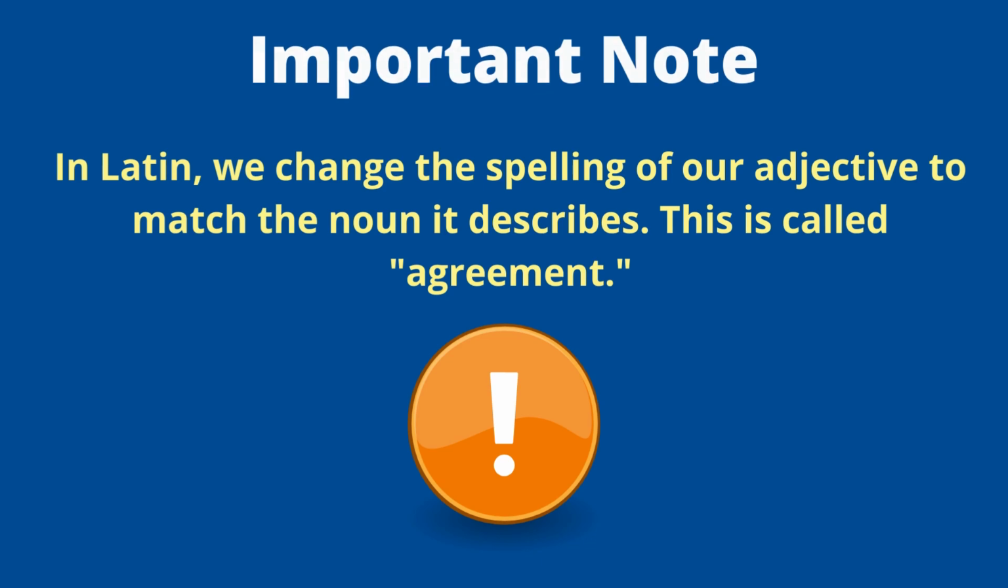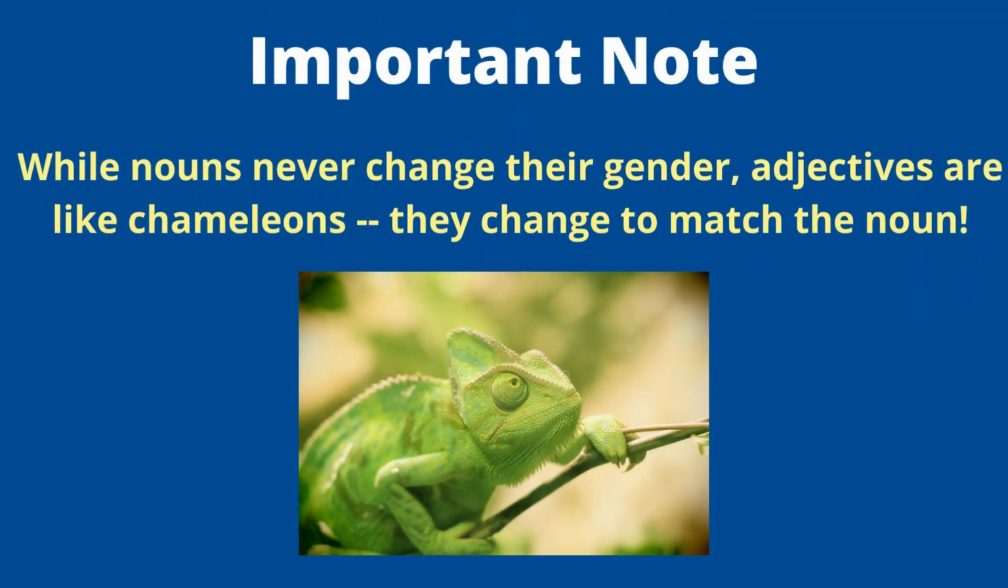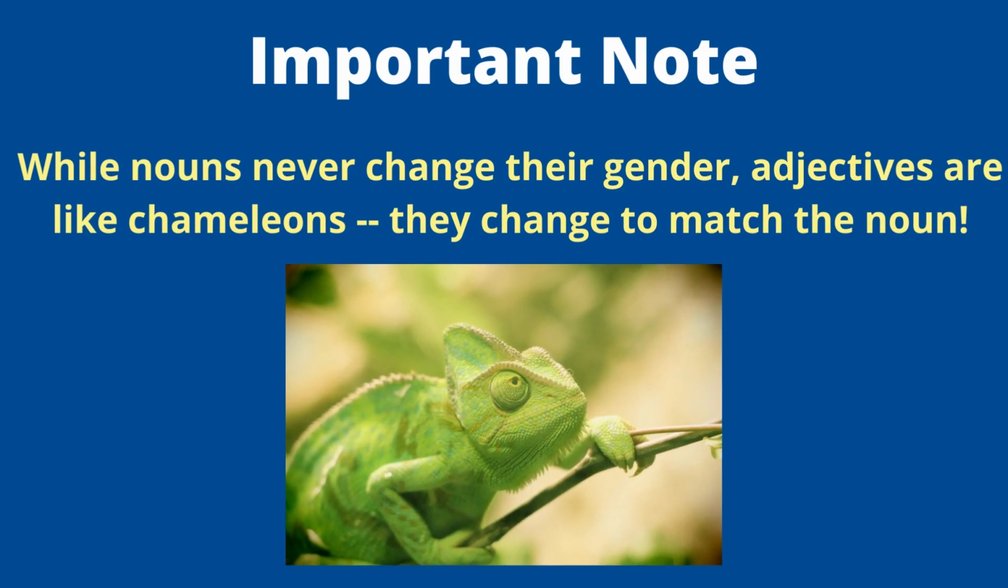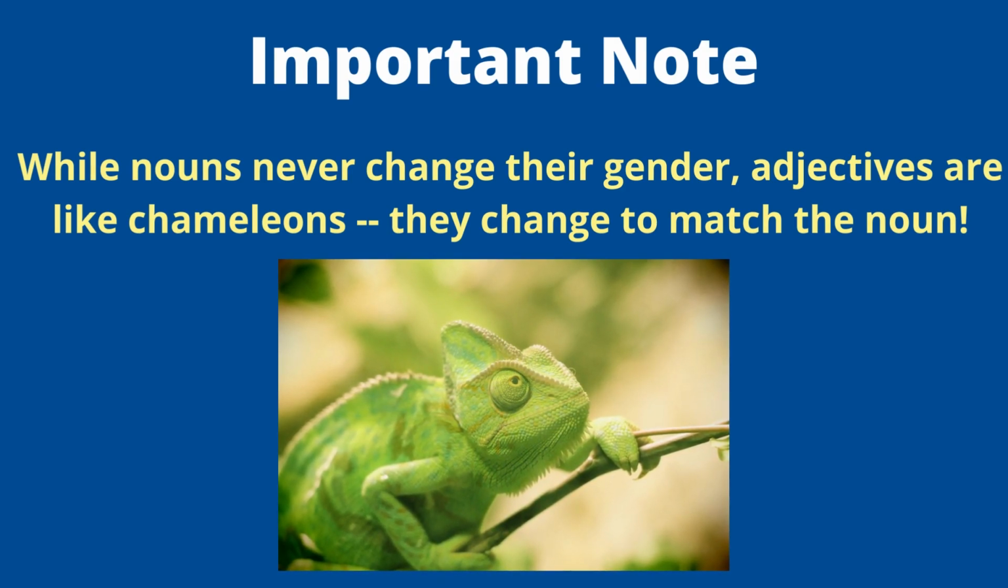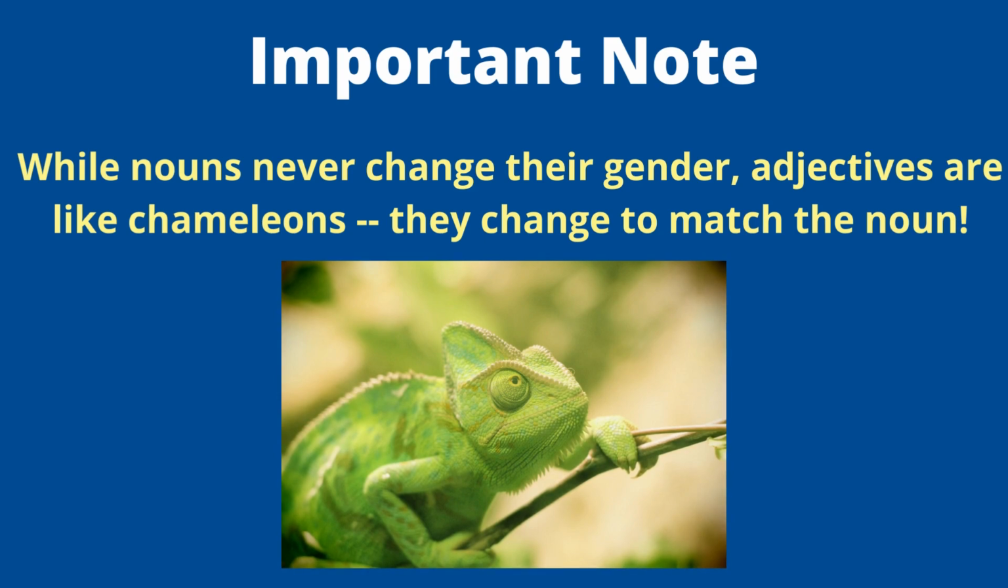So here's an important note. Nouns don't change their gender. The word girl will always be feminine, the word boy will always be masculine, and the word building will always be neuter. The gender does not change, and we've talked about that before. But adjectives are more like chameleons.